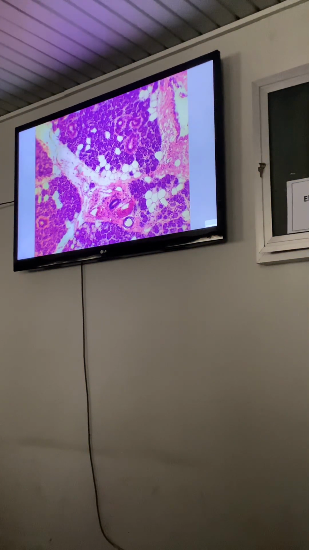Between the lobules, we can see the interlobular duct, surrounded by connective tissue. Interlobular duct.